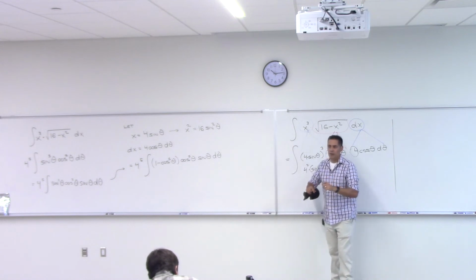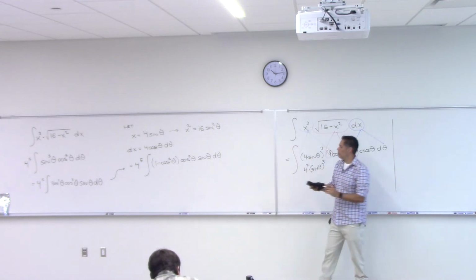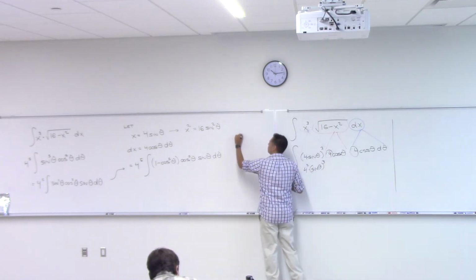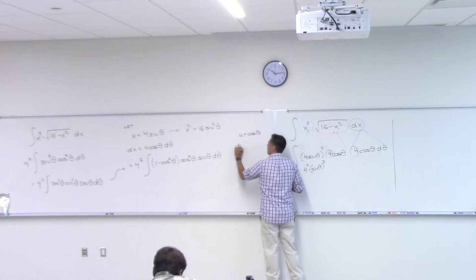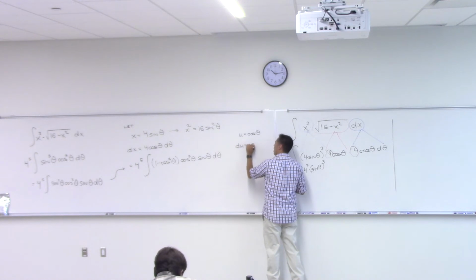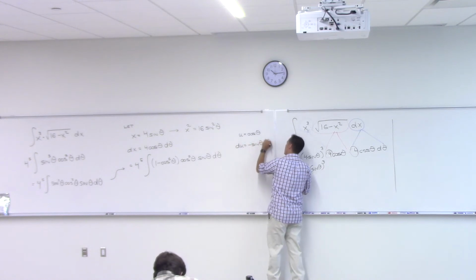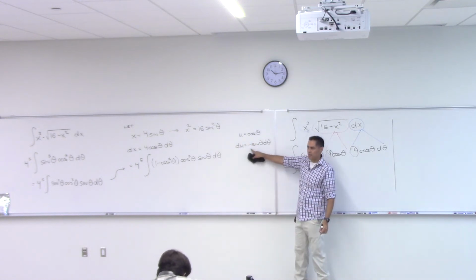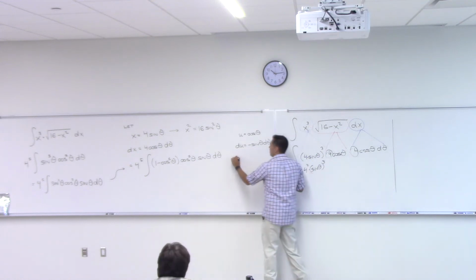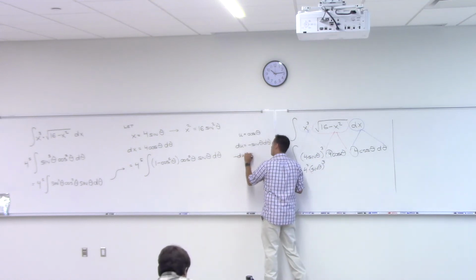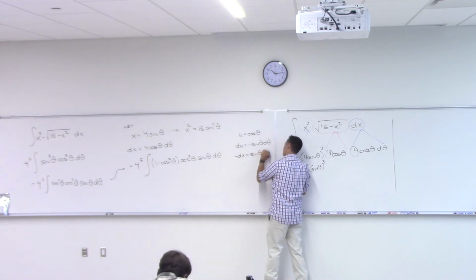Anybody have a question right now? U is going to be cosine theta. Du then would be negative sine theta, d theta. So we do have a negative here, don't we? We have to deal with the negative, because we don't have a negative there. So I'm going to put negative du is sine theta, d theta.